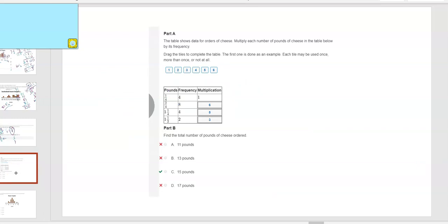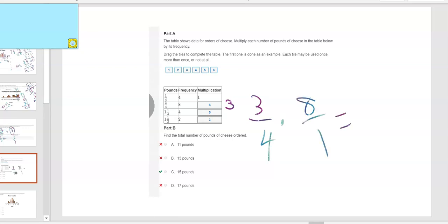Table for orders of cheese. Multiply each number of pounds of cheese in the table by its frequency. So 1/4 times 4 is 1. 3/4 times 8, that would be 24/4, which should be 3. Is that right? 3/4 times 8. Oh, no, that's 6. You were right. This may be the part you got partial credit.